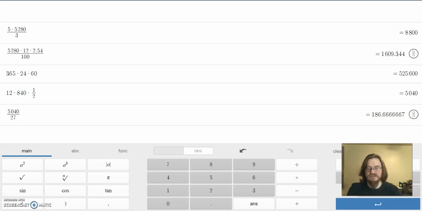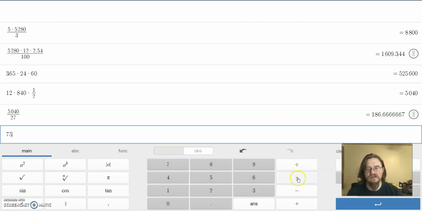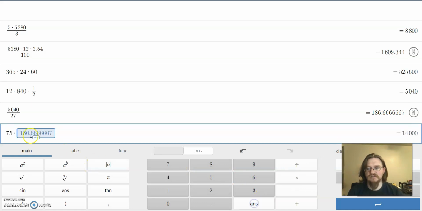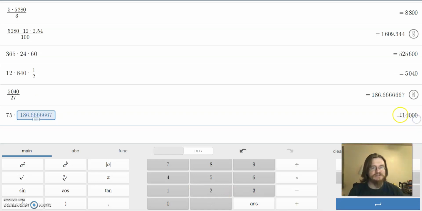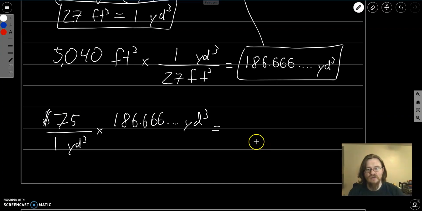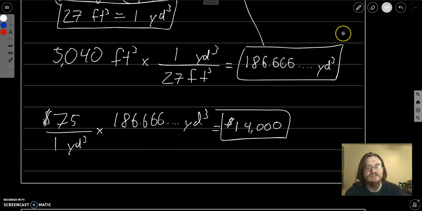If I come back to decimals, this becomes fairly easy because I can take 75 and multiply it by the previous answer. I can just click answer, and it copies it down. It doesn't even round. So this is really nice. So 75 times that gives us 14,000 exactly. So let's come back here, and we see that this is going to be 14,000. The dollars didn't cancel with anything, so this is going to be dollars. So there's a few steps in here.